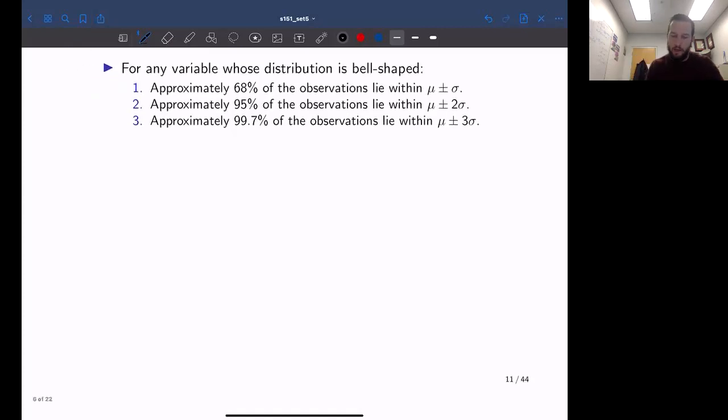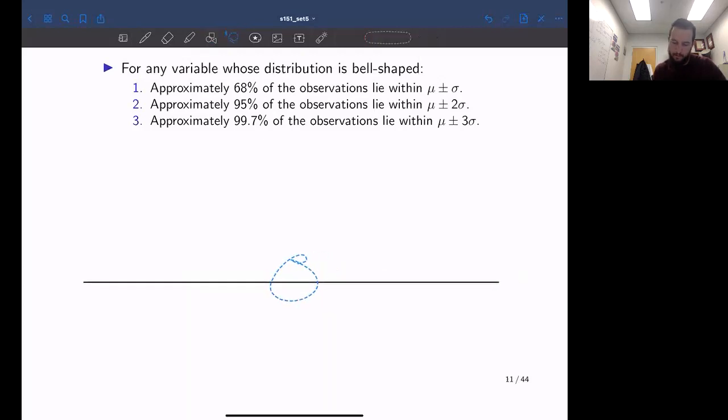Okay, so visually, the empirical rule would look something like this. First, we'll do it in the general case. So I'm giving myself lots of room here. Okay, so this is going to be my horizontal axis.